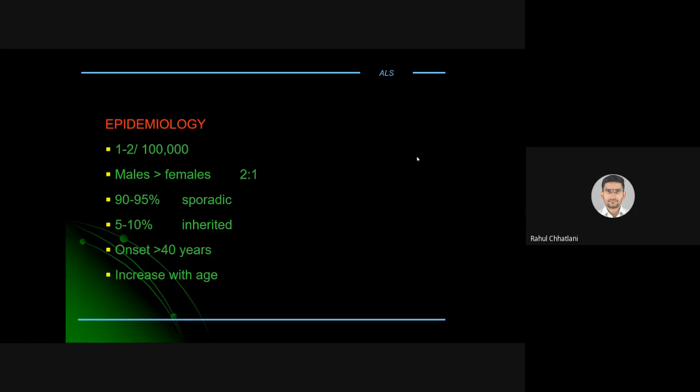90 to 95% are sporadic. Sporadic means they have no history, no hereditary condition; they have acquired this condition from the environment. So that is termed as sporadic.